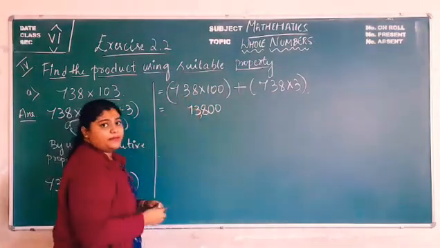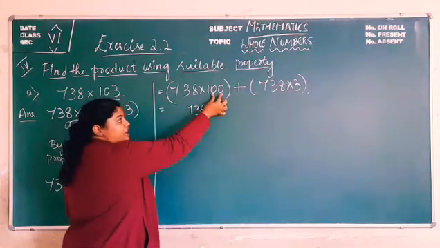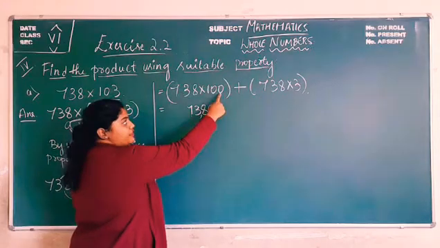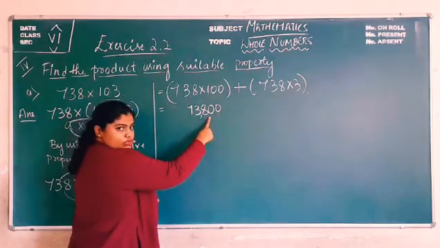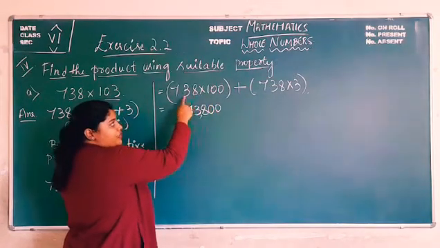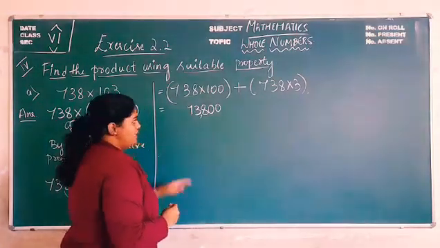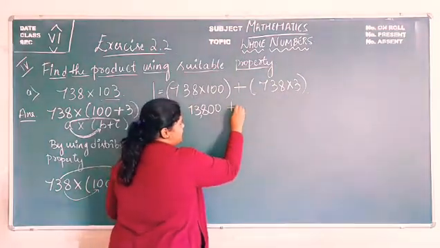Here since we are multiplying 738 into 100, we have zeros at the end. So we'll just count the number of zeros. So here 1, 2, we have 2 zeros. Then we'll be multiplying 1 into 8 is 8, 1 into 3 is 3, 1 into 7 is 7. So we got 73,800. Then we have a plus sign. So I'll be writing the plus sign here.